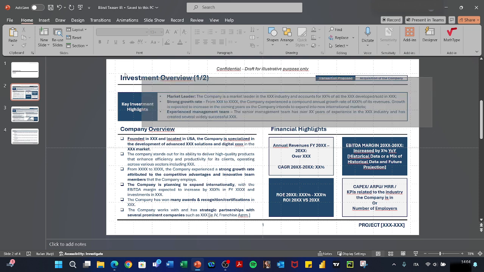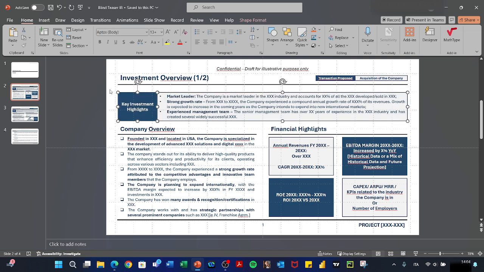In this case, as you can see, I have put the key investment highlights in the foreground, a small section which is generally made of 2 to 4 bullet points. In this case, for instance, the reasons a potential buyer should purchase this company are that the company is a market leader in its own sector, it has recorded a strong growth rate in the past years, or the company is expected to achieve a strong growth rate in the next few years.